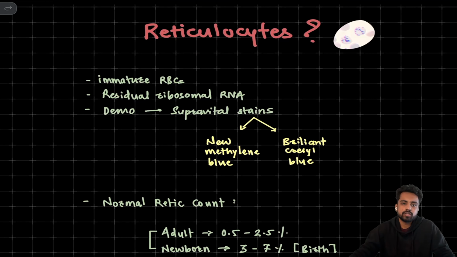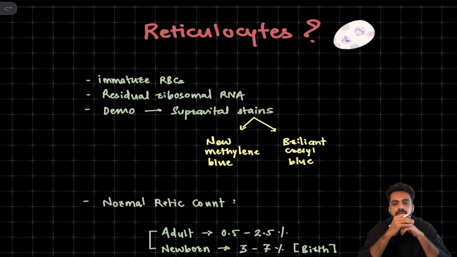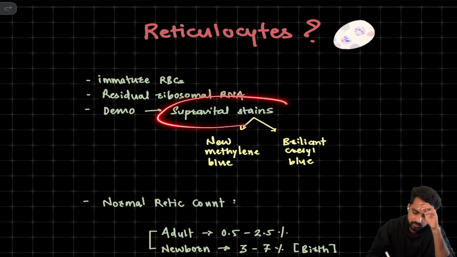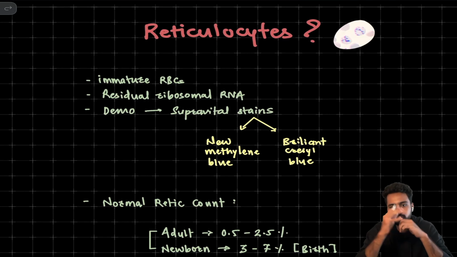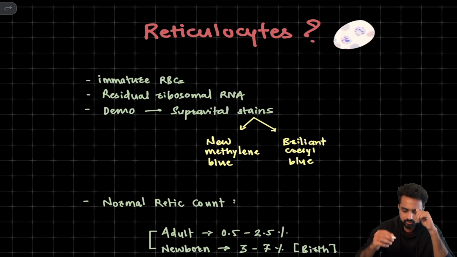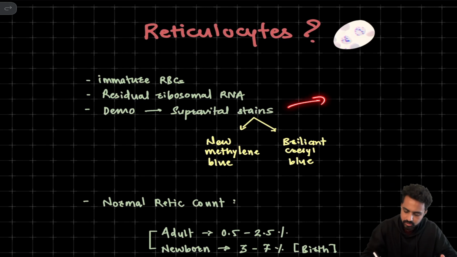So what are reticulocytes exactly? Reticulocytes are immature red blood cells released from the bone marrow into the peripheral blood. They still contain residual ribosomal RNA, which can be demonstrated by supravital stains. Two types of supravital stains we use: first is methylene blue and second is brilliant cresyl blue. Supravital stains means these stains can stain living cells outside the body.